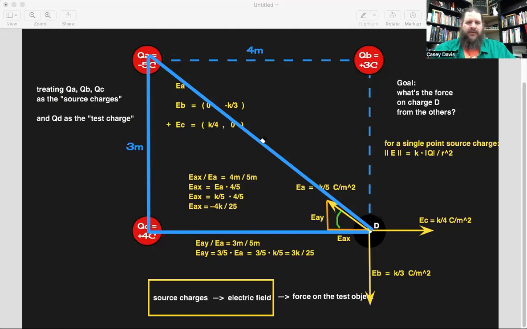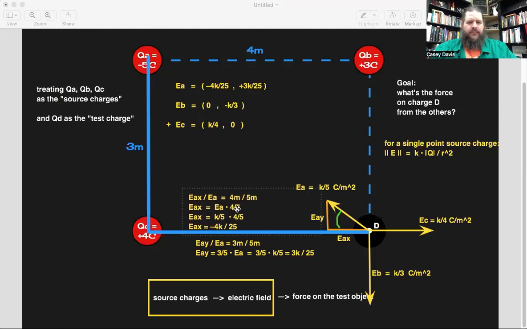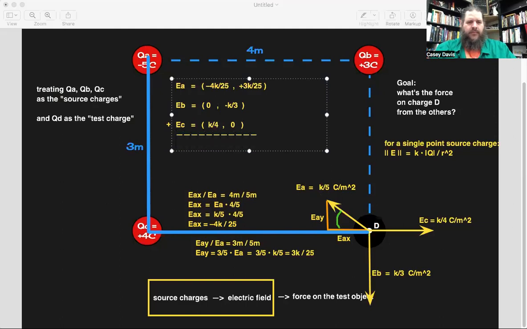All right, now that we know the components, let me tidy this up a little bit. Let's fill that in. We know EA is X component, negative 4K over 25, Y component, positive 3K over 25. And then we can add those together. E net at location D, we can just add up negative 4K over 25 plus 0 plus K over 4. And what's a common denominator there between 25 and 4?